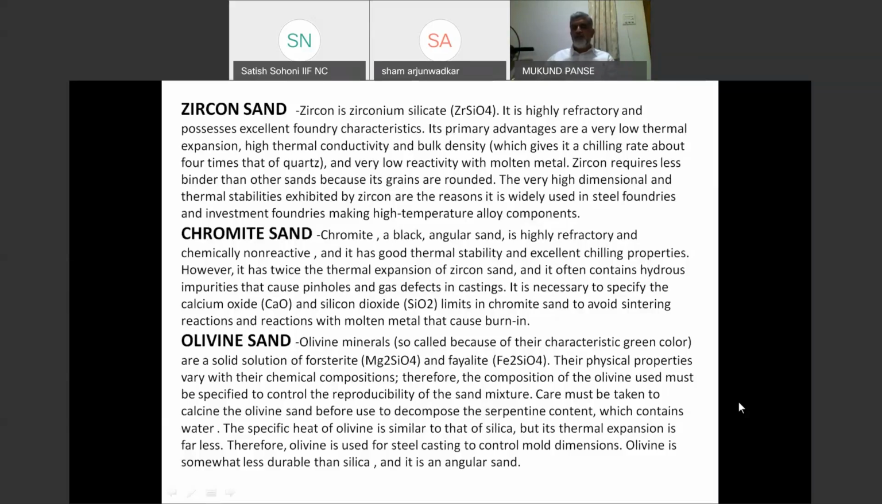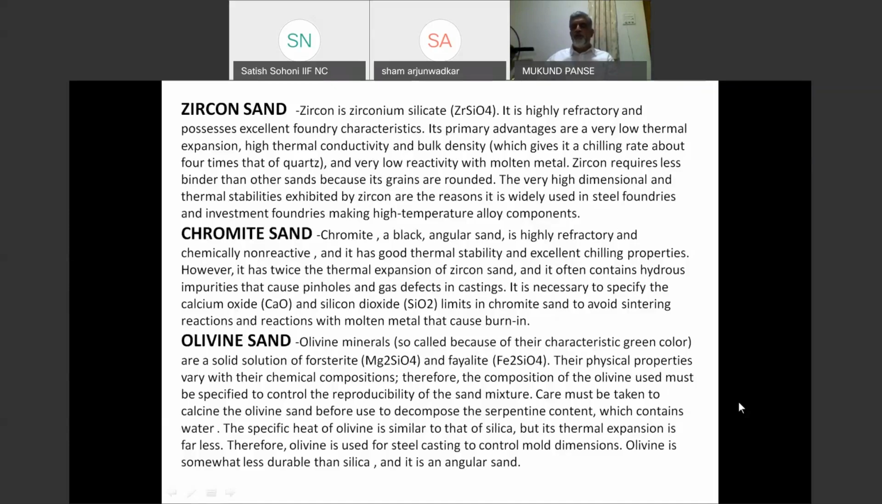The next sand is olivine sand. This is also a mined sand. It is green in color, hence called olivine. It's magnesium and iron silicate. The physical, mechanical and chemical characteristics slightly vary depending on the proportions of these. Unfortunately, it is difficult to get exact proportions and exact distribution of sand.